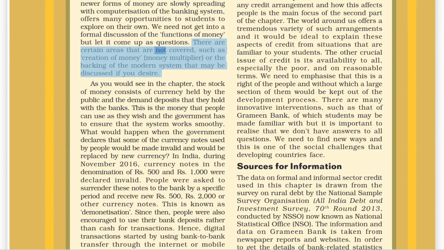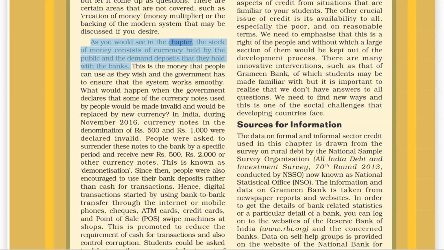There are certain areas that are not covered, such as creation of money, money multiplier, or the backing of the modern system that may be discussed if you desire. As you would see in the chapter, the stock of money consists of currency held by the public and the demand deposits that they hold with the banks.